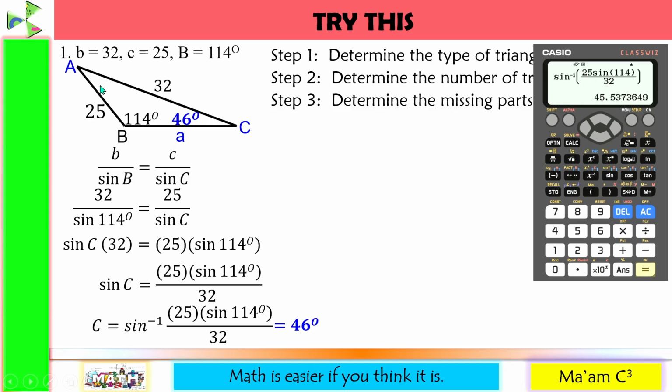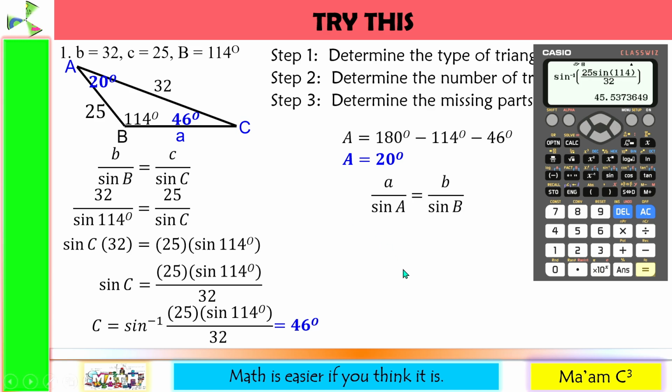Now, to solve for angle A, since I already have two angles here, I'll just subtract them from 180 degrees. And this will give me 20 degrees. So angle A is 20 degrees. Now, the only missing part is side a. So I'm going to choose a over sine A equals b over sine B.